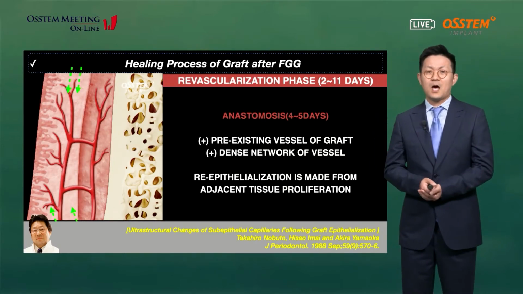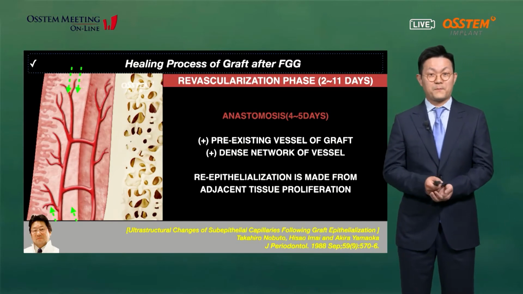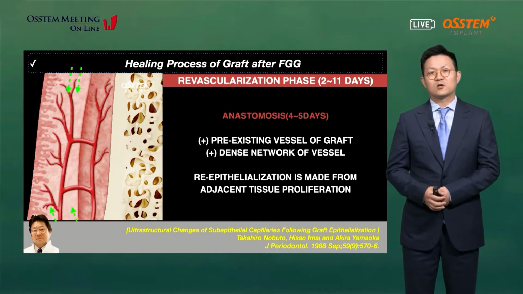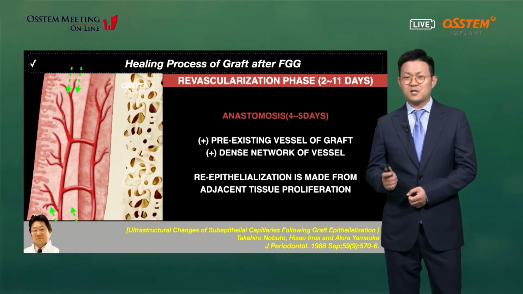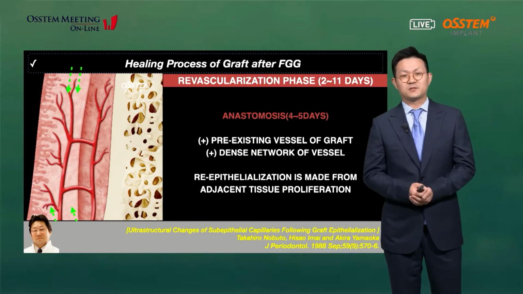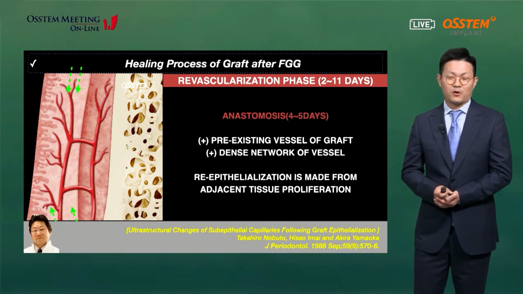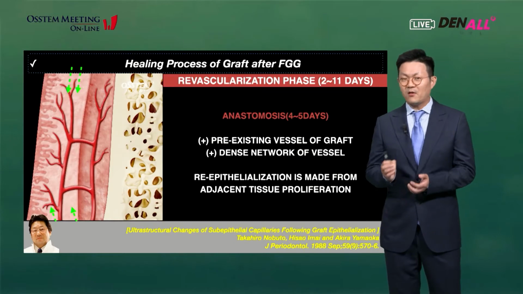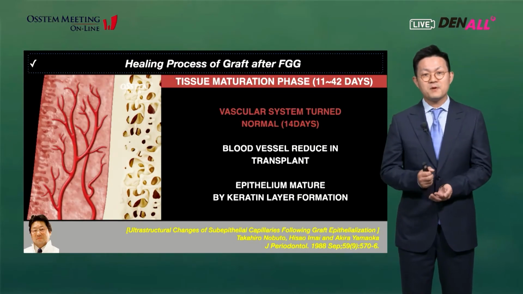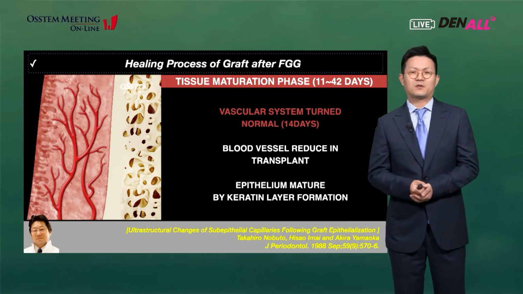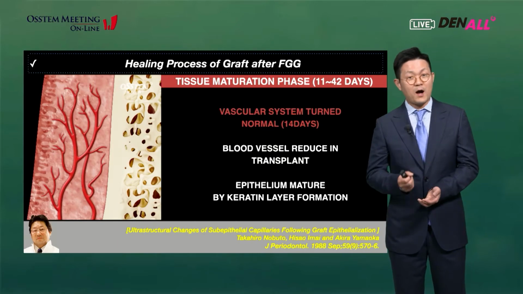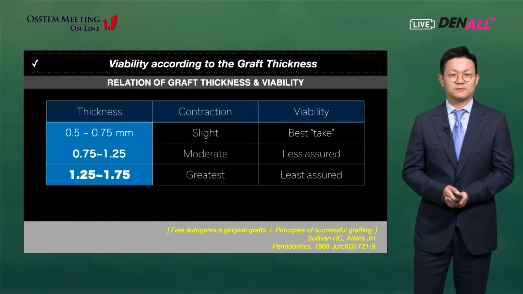The next phase, the revascularization phase, lasts 11 days. In this phase, vessel reconstruction occurs, and anastomosis can be formed in 5 days, so the graft tissue looks bloody. Reepithelialization comes from adjacent tissue proliferation, not from the underlying periosteum. For the next 1 month, the vascular system returns to normal, and epithelial maturation is acquired by keratin layer formation.